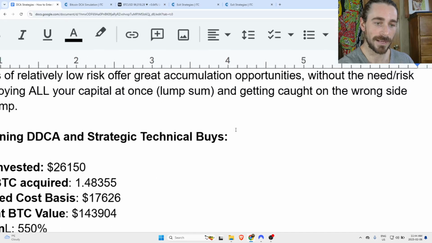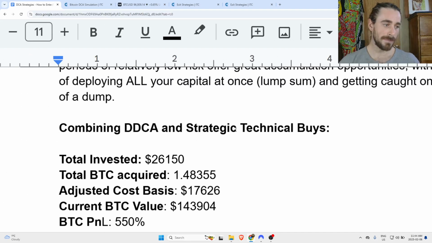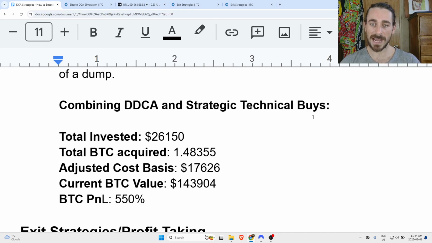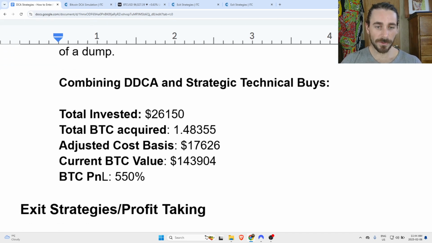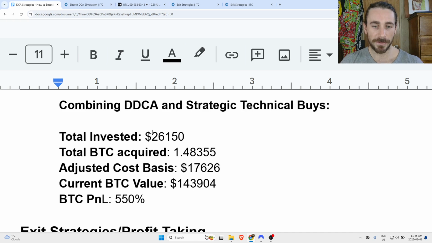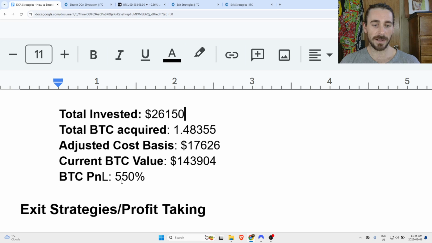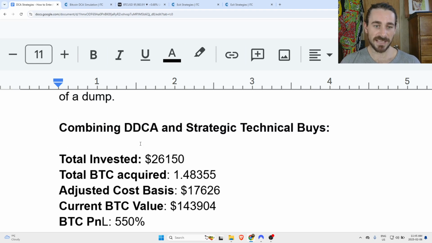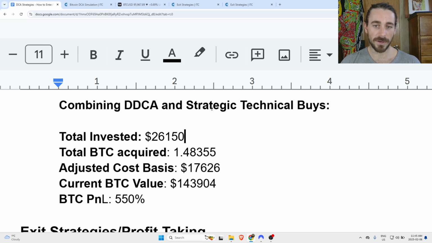If we were to compare the two strategies, combining dynamic DCA and strategic technical buys, essentially, if you would have done the same thing that we just broke down above, but combined the two strategies, you would have had a total invested of 26,150. You would have a total Bitcoin acquired of 1.48355, adjusted cost basis of 17,626, and a current Bitcoin value of 143,904 with a P&L of 550%. So you can see the combination strategy outperformed all the other ones.